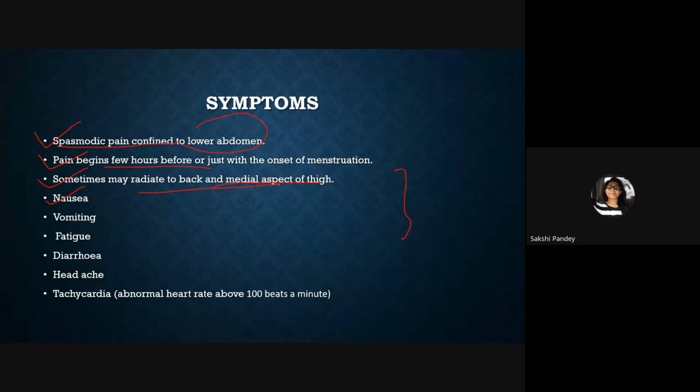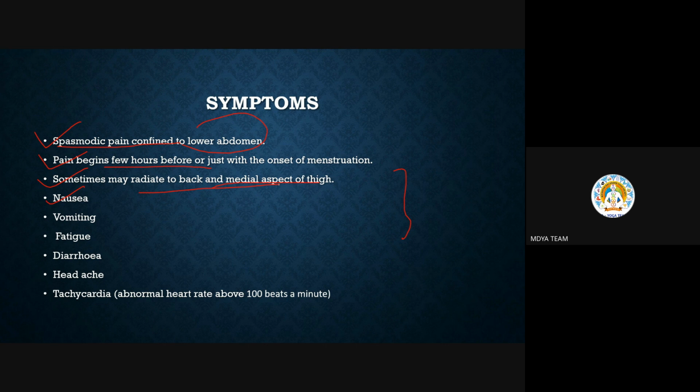Yeah, it happens, but why does it happen? Why does it go to the thighs? Due to the uterine muscles' excessive contraction, hyperactivity, as I told you. It happens in the uterus, so it will affect your lower, nearby organs also.